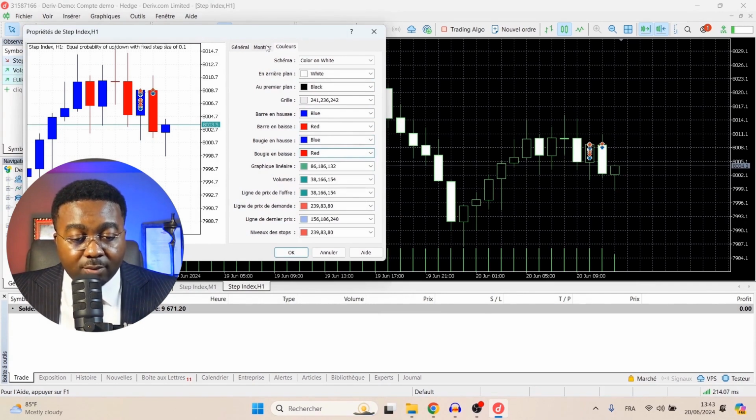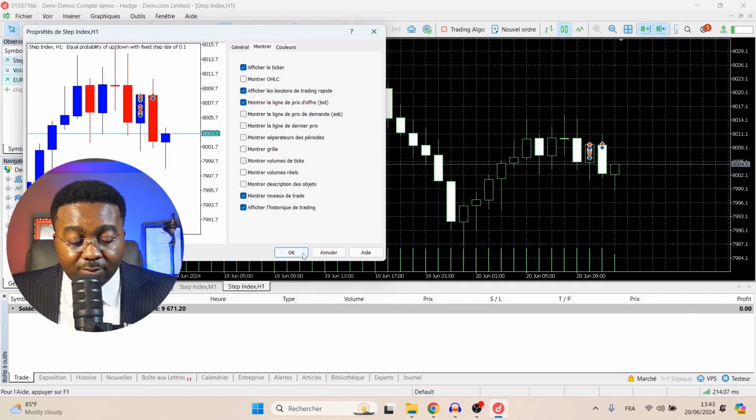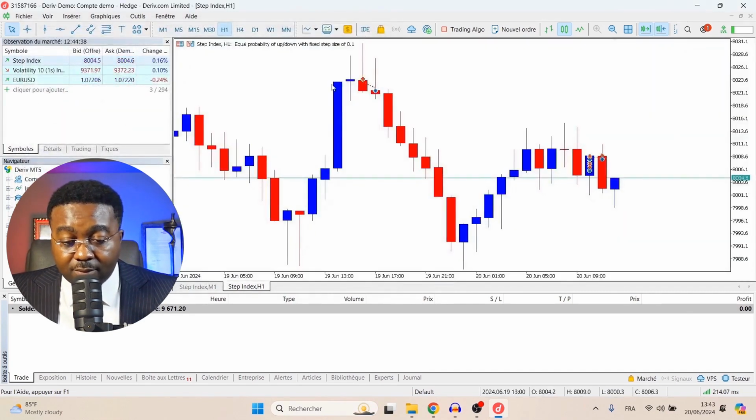And also, to improve, I like to activate the grid and then remove the tick volumes. This way, I have my candles configured.